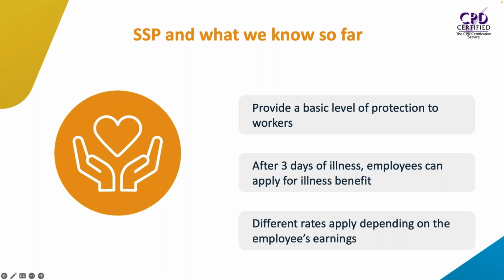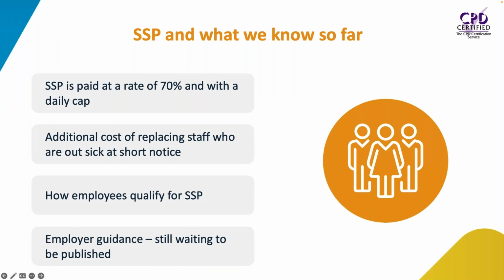After an employee has used up all of their sick leave days, after 3 days of illness, they can apply for illness benefit if they have enough PRSI contributions. Different rates apply depending on the employee's earnings. The maximum for those earning over €300 is €203 per week. The rate of 70% and the daily cap are set to ensure excessive costs are not placed solely on employers, who in certain sectors may also have to deal with the cost of replacing staff who are out sick at short notice.